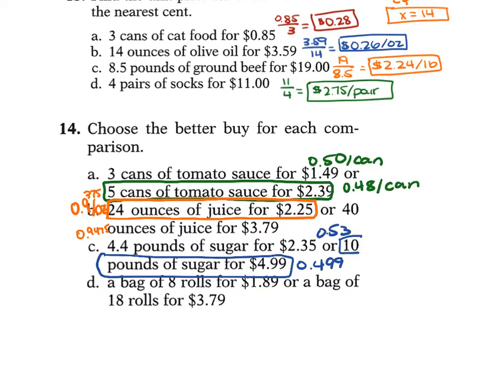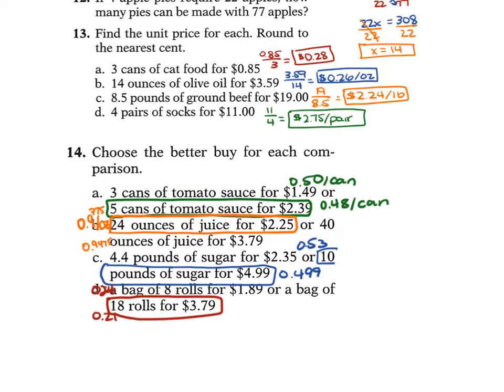For D, we're given a bag of 8 rolls for $1.89 or a bag of 18 rolls for $3.79. So $1.89 divided by 8 gives us 24 cents per roll. And then for the 18, that's 3.79 divided by 18, so that's 21 cents. So the 18 rolls is our better buy.